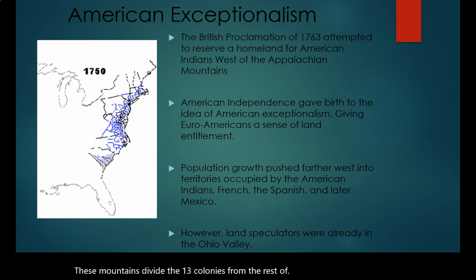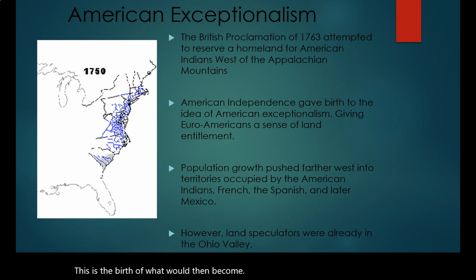However, American independence violates this idea, and this gives birth to the idea of American exceptionalism, giving white, male, wealthy landowners and slave-owning people a sense of land entitlement. This is the birth of what would then become manifest destiny.